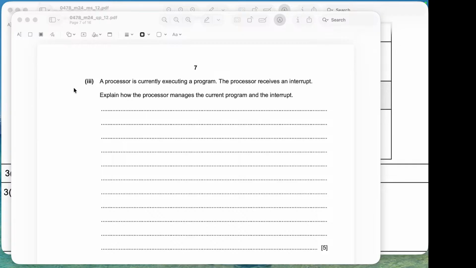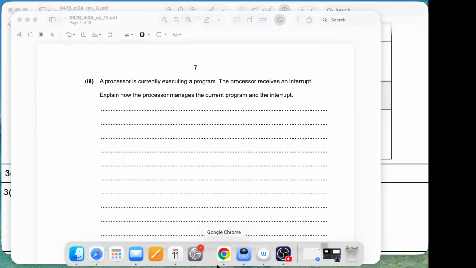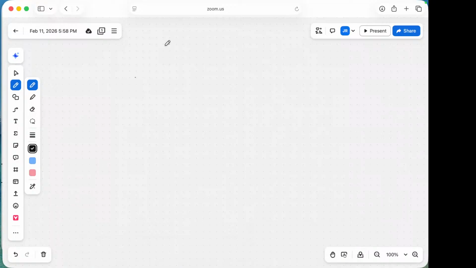Okay, so I'm going to go through this now. And actually, I've got a whiteboard here because I think this is a good chance to go through interrupts and interrupt service routines. Is it double R? It's probably not very important. It is double R, interrupts. Okay, so what happens when we get an interrupt?